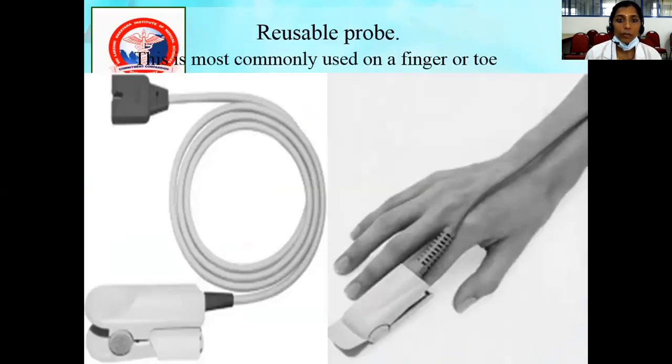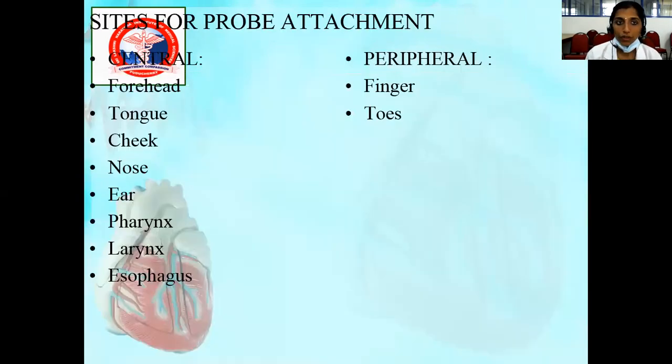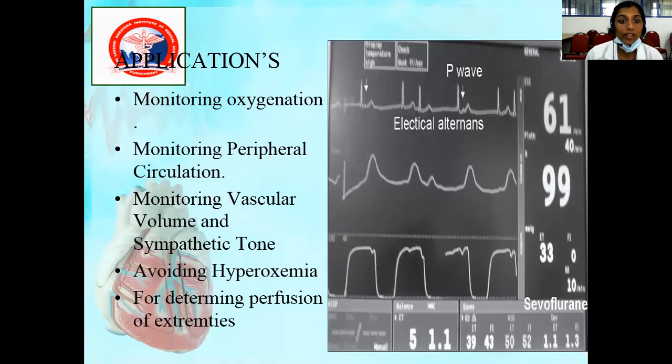So we have these kinds of probes. This is a reusable probe, which is most commonly used on a finger or toe. I've already told you the sites of the probe, there can be central sites or peripheral. We are mostly using peripheral, that is finger or toes. Apart from central, we can have tongue, forehead, cheek, nose, ear, pharynx, larynx, esophagus. So what is the use?